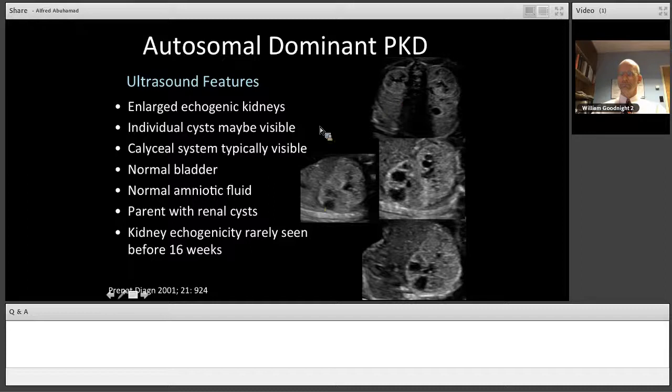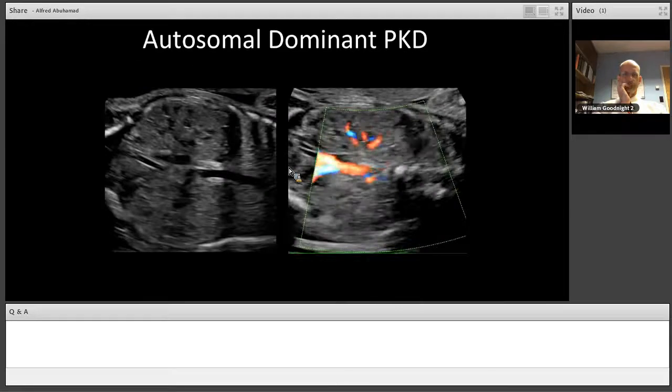I searched our database to see if I could find any cases of autosomal dominant polycystic kidney disease that we diagnosed in the first trimester, because we knew the parents had the disease. And I really could not find a diagnosis earlier than 16 weeks. So I don't know if it exists. I don't think it's been reported in the literature. It's uncommon to see echogenicity in those fetuses as early as 14, 15, 16 weeks.